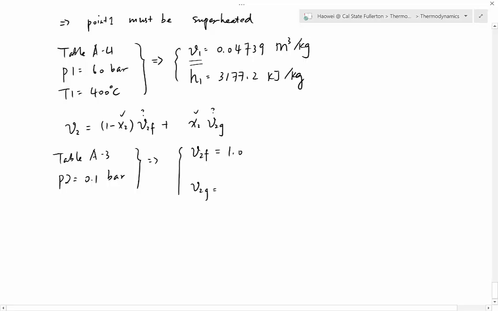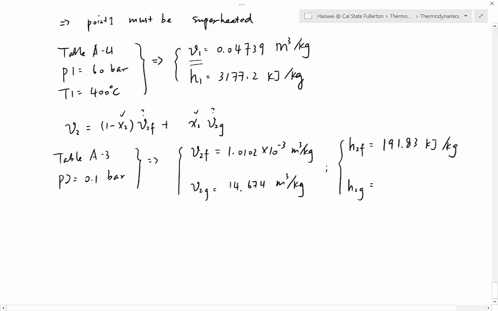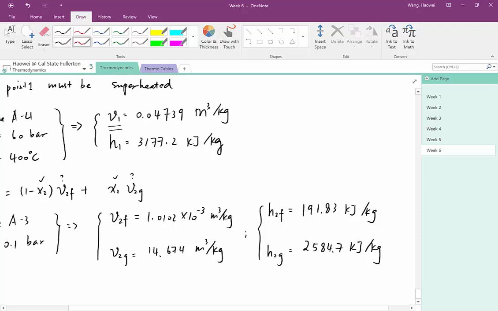Nu2F 1.0102 times 10 to negative 3. And do not forget the unit. Nu2G 14.674 meter cubic per kilogram. And then, like I said, I also looked for HF and HG. In this case, H2F, H2G corresponding at P2. First one, 191.83 kilojoule per kilogram. Second one is 2584.7 kilojoule per kilogram. And again, just like before, I make a note here so you don't forget. Multiply by 10 to negative 3.